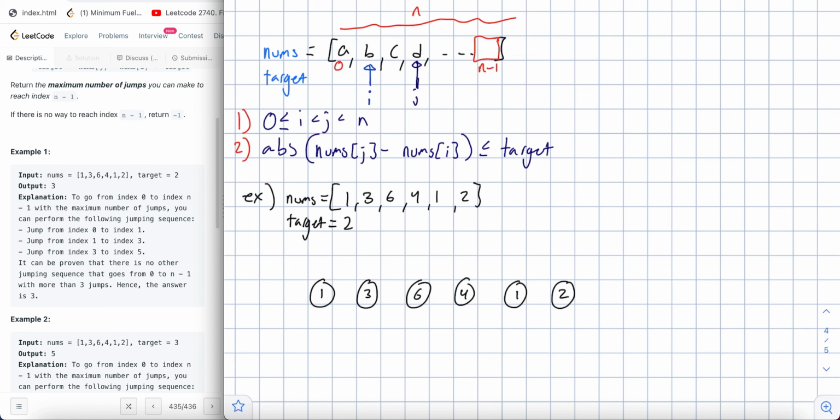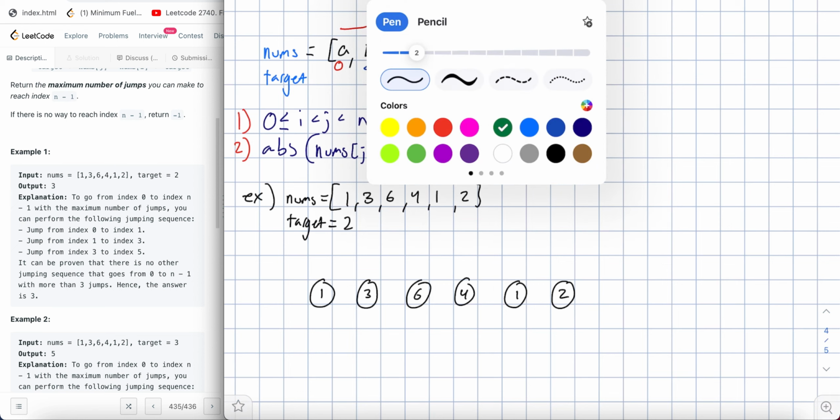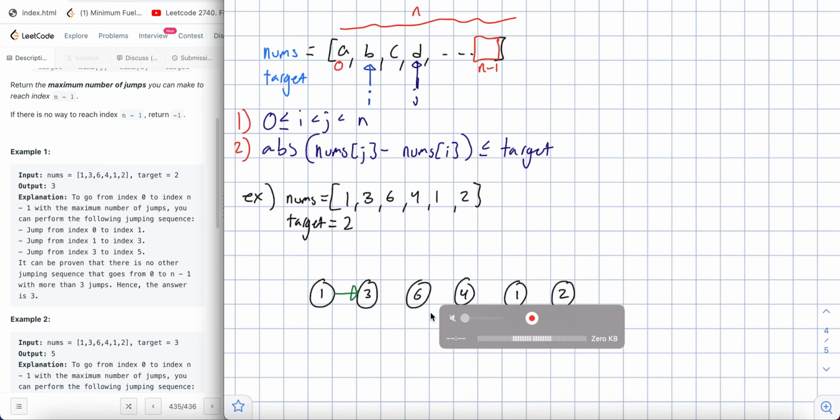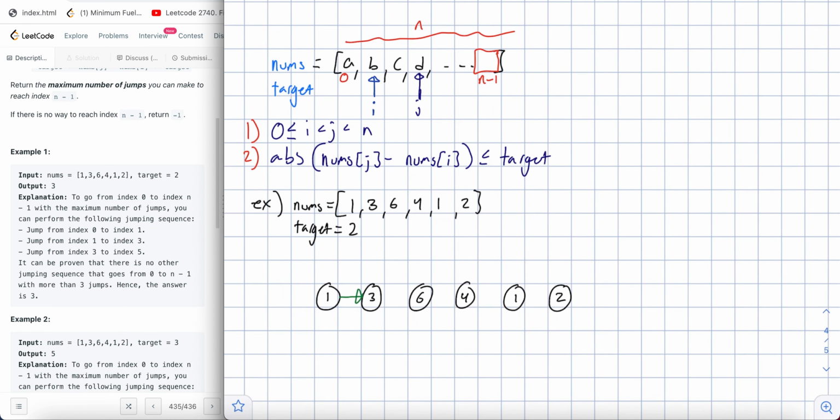So 1, for example, can travel to 3 because the difference between them is 2, right? 3 minus 1 is 2, so the difference is less than or equal to target. 1 cannot travel to 6, because 6 minus 1, the absolute value of that is 5, which is greater than target. So 1 can't travel to 6. 1 can't travel to 4 because the difference is 3. 1 can travel to 1 because the difference is 0. And it can travel to 2 at the end because the difference is 1.